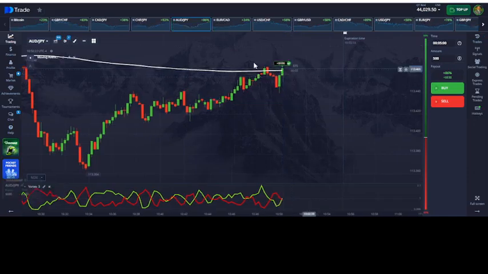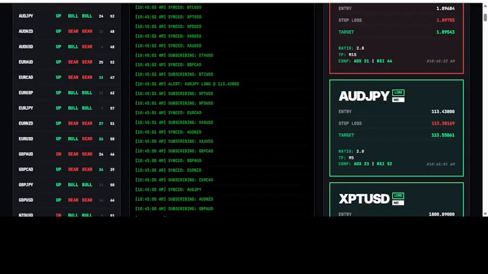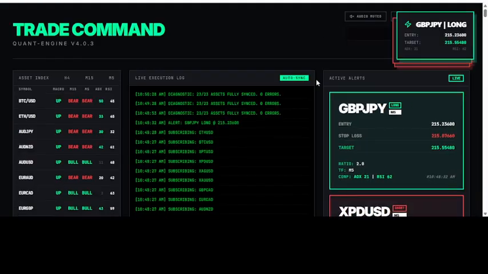Okay, so that trade was in the money. All right, so what I'm going to do is I'm going to pause the video, reset the quant engine, and see if it generates a trade for us currently at this time.